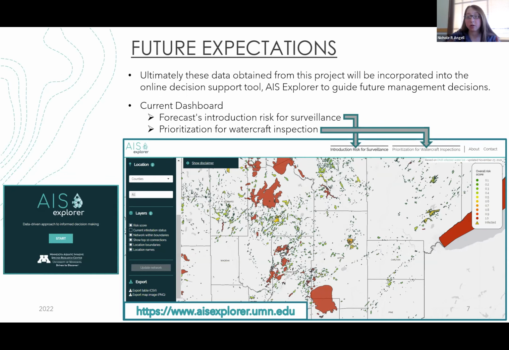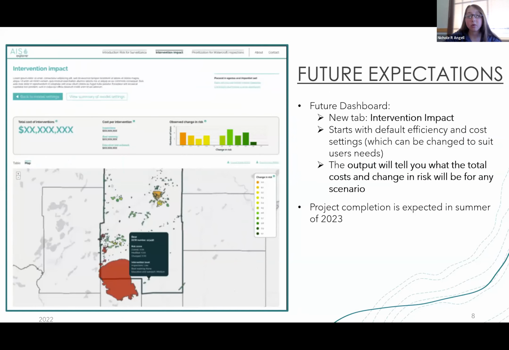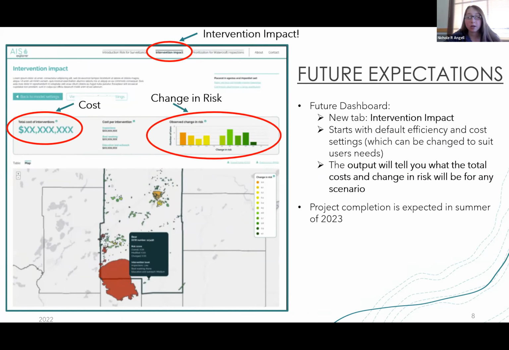So this is what the dashboard looks like right now. But when we put our effectiveness and cost data into this tool, we're going to create this new intervention impact tab. What this is going to allow users to do is go in and create a scenario across the landscape. They're going to be able to say, I want to place a decontamination station at this lake. I want to place just an inspector at this lake. I want to place nothing at these 2 lakes. They can create whatever scenario they want. And with this tool, it's going to give them an output that will tell them the cost of that scenario and the observed change in risk.